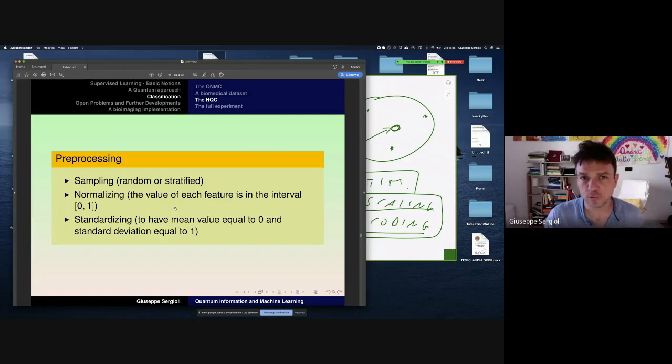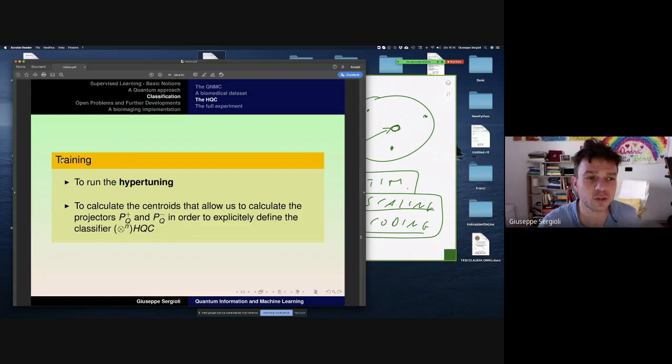But now I am coming in detail to the preprocessing that we also performed, just in order to have the final data that, as we will see, will be given in a large scale experiment. Okay, this is the preprocessing. And after, there is the training.